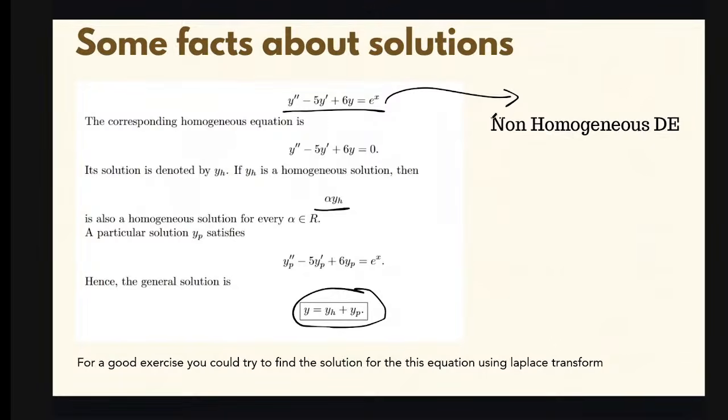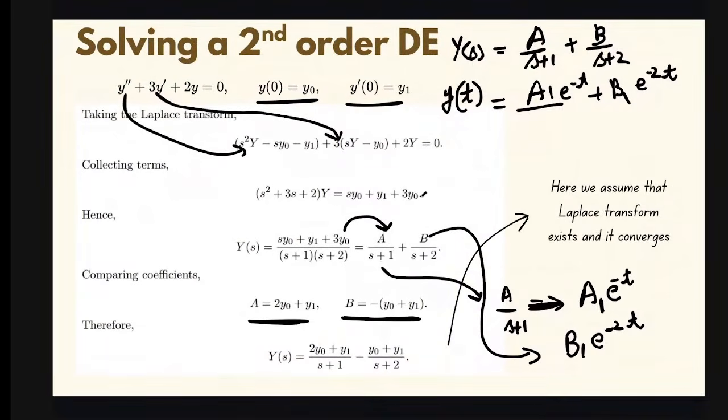So now let's take some facts about solutions. The equation method is just taking partial fractions right over here and assuming that a by s plus 1 has an inverse Laplace transform a1 times e power minus t, which it actually does. And b by s plus 2 has an inverse Laplace transform b1 times e power minus 2t.